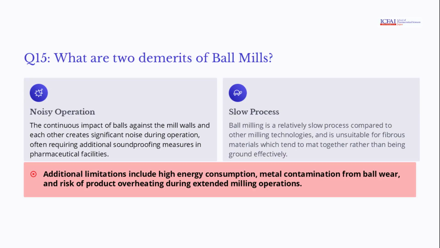Ball mills have demerits, such as noisy operation and slow processing. The impact of balls against the mill walls creates significant noise, while the slow process is unsuitable for fibrous materials that require faster grinding.